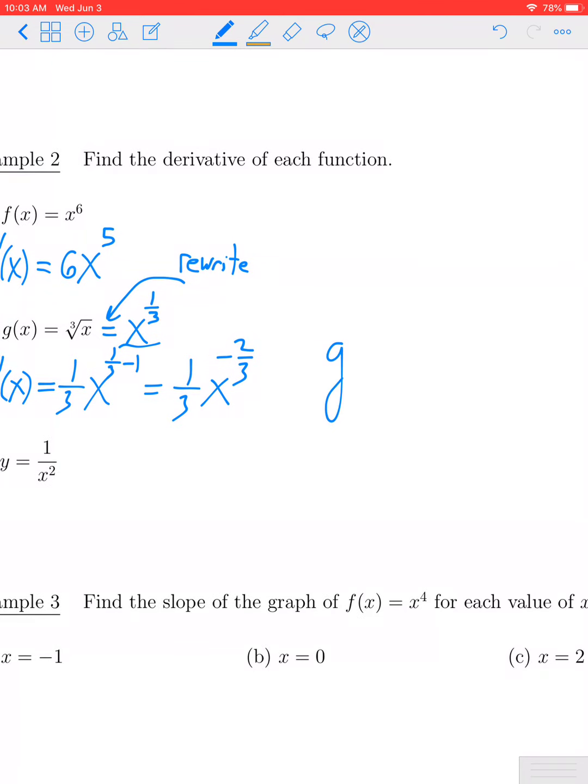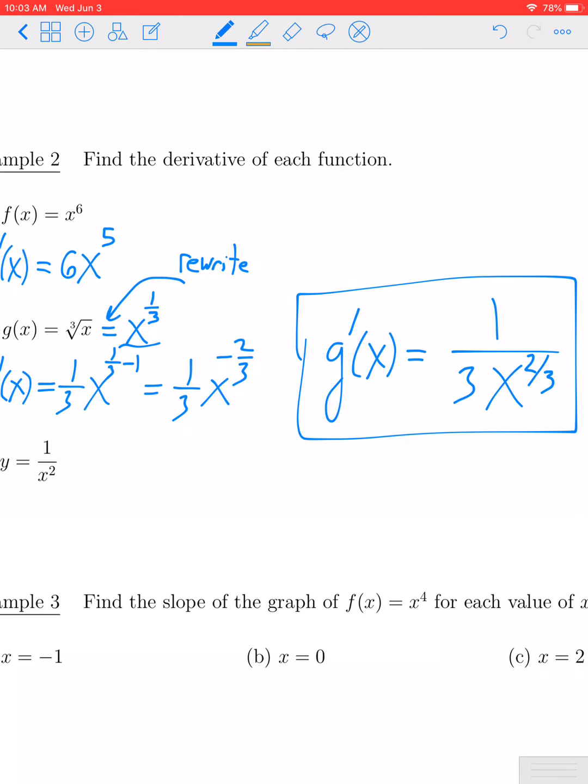For our final answer, we want it to be in simplest form, and we recall from algebra that if something has a negative exponent, it's not considered to be simplified. So I'm going to bring that x to the 2/3 into the denominator, do the reciprocal, and that will change the sign of the exponent. So there we have it. The derivative of the cube root of x is equal to 1 divided by 3x to the 2/3 power.